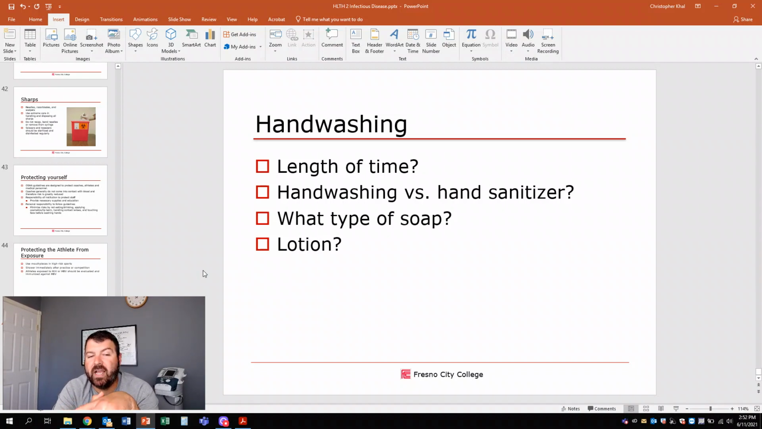Lotion wise, I highly recommend some kind of hand lotion, because if you do a lot of hand washing, your skin will crack and then any kind of bacteria can get in that crack. So preventing your skin from cracking is another big thing.